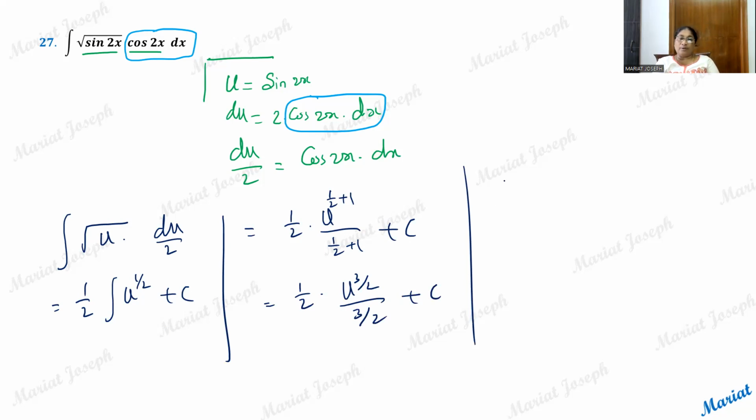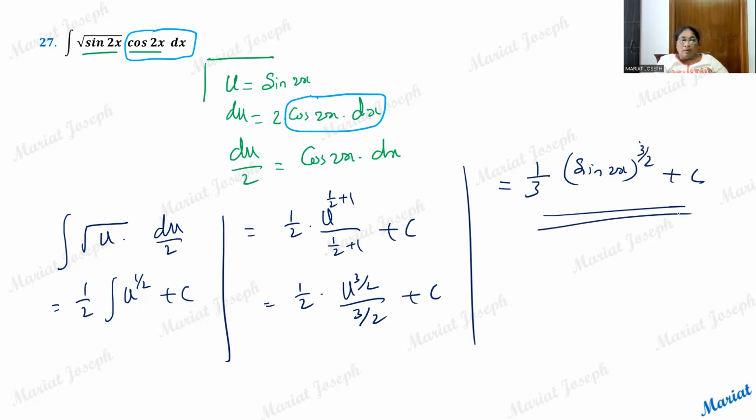2 upon 3 by 2 means 2 will be reversed. What's happening now? 1 by 3 only left. U raised to the power 3 by 2. U is sin 2x, so it is sin 2x raised to the power 3 by 2 plus c. This is it. That is question 27.